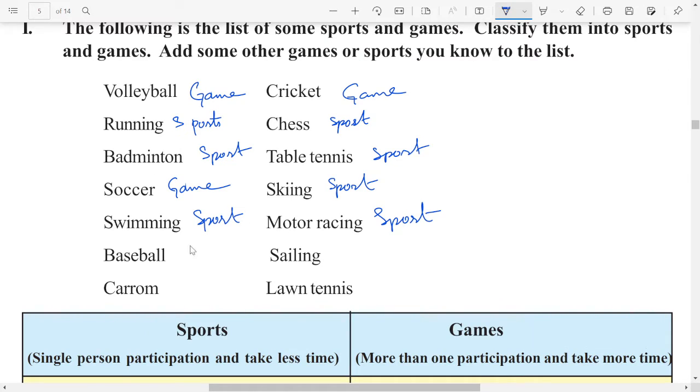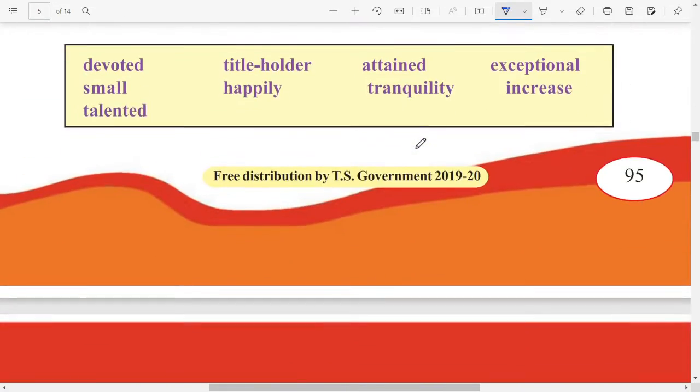Individual can do that. Baseball is a game. Many people. Sailing is again a sport. Carroms is a sport. Lawn tennis. Tennis again. This is a sport. Single person. Okay. So based on the number of people and based on the duration, we categorize them. Got it? So please note down all these answers. Next one.